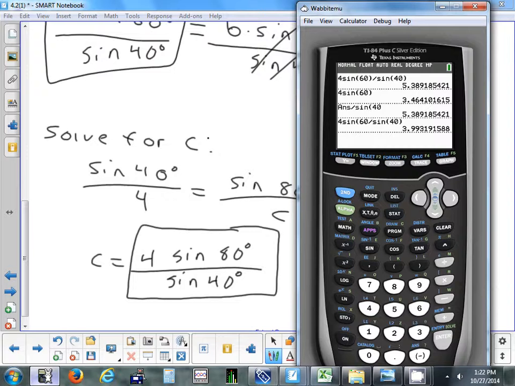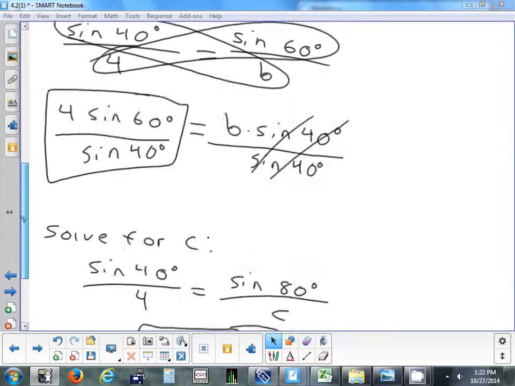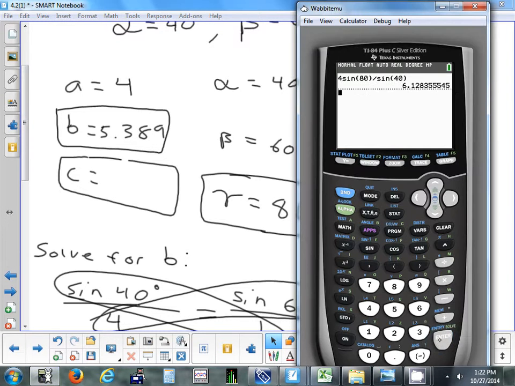Okay, so now we've got C. Type that in. We're going to take 4 sine 80 divided by sine 40. Now, before I even hit enter, let me go back and look at my angles. Gamma was the biggest angle, so C should be the biggest side. Your biggest angle should always go with the biggest side, smallest angle with the smallest side. So I know that this side has to be bigger than 5.389. Has to. Okay, so let's hit enter. And we get 6.128.